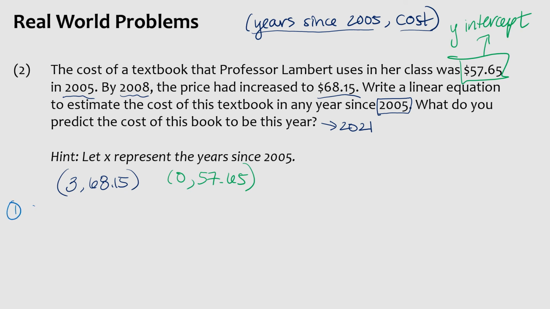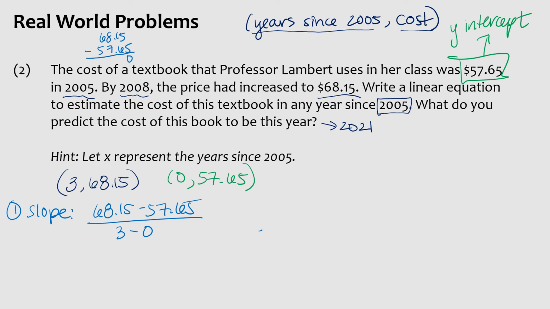So, slope. I'm going to say this one first, 68.15 minus 57.65 over 3 minus 0. Why? Because then I'm dealing in positive numbers, and I love positive numbers. I'm going to have to do some math up here. 6815 minus 5765. That's a 5, 0, and a 1. So I'm going to end up with 1050 on top and 3 on the bottom.